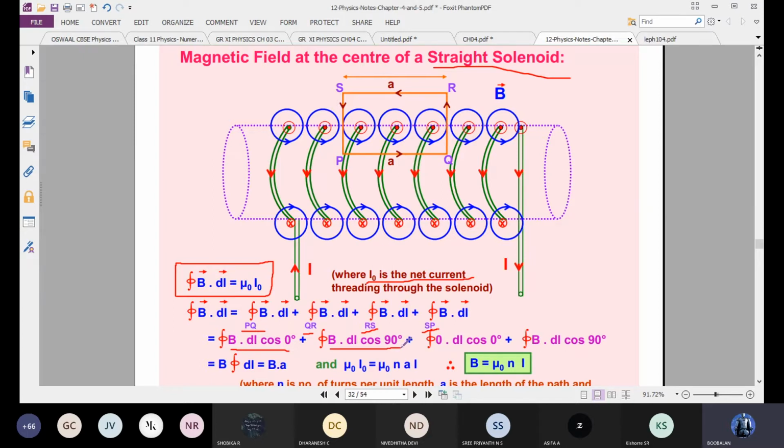Next, RS. First, everyone listen. RS, the magnetic field and current element are both in the same direction, so B dl cos theta. Next SP: also B dl sin theta, because the magnetic field and dl are both perpendicular. So the first step is completed, using Ampere's circuital law, finding the B dot dl.